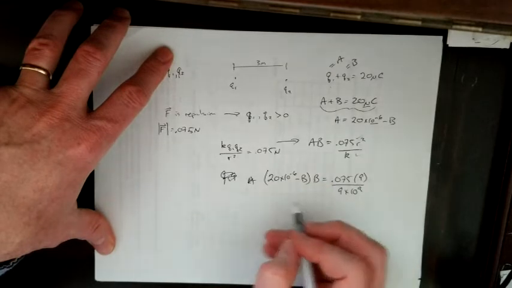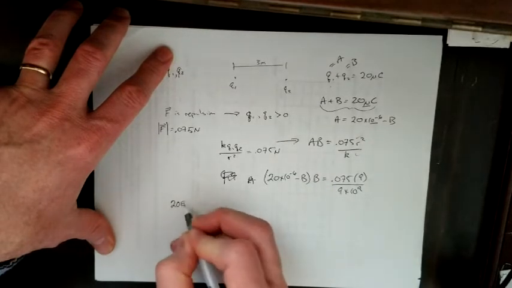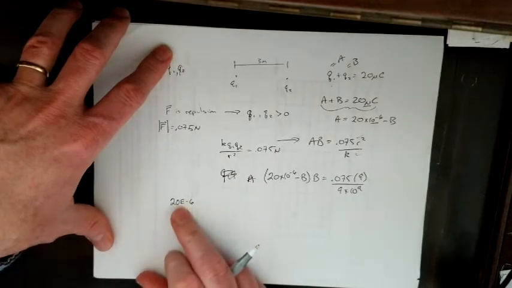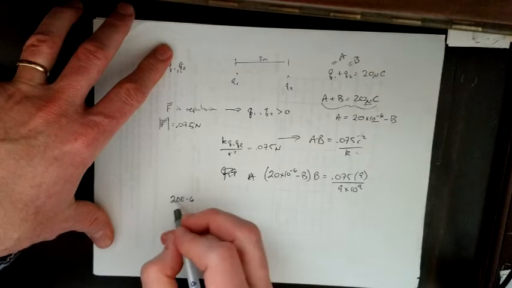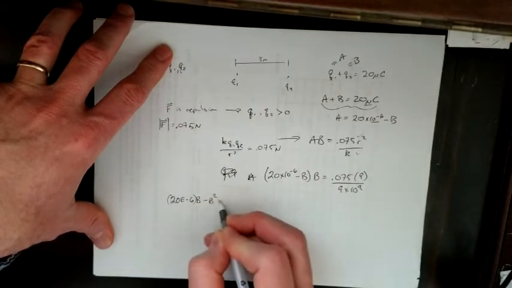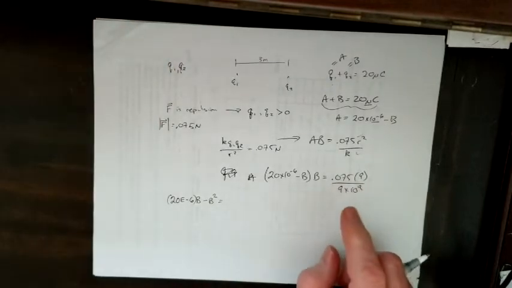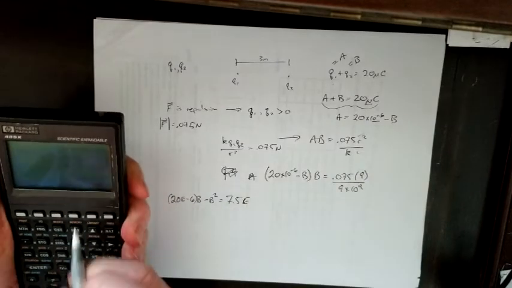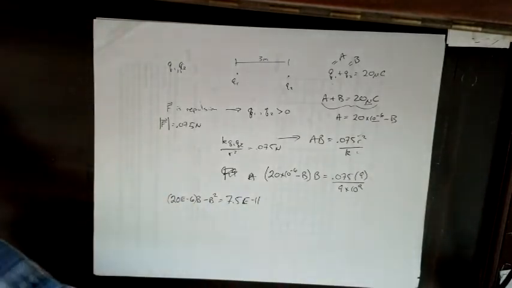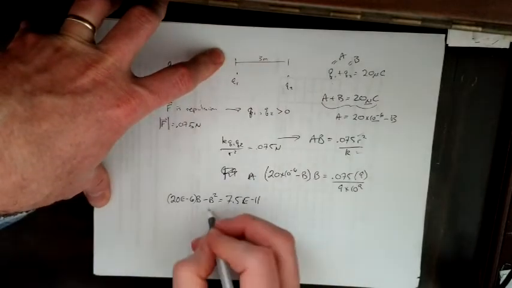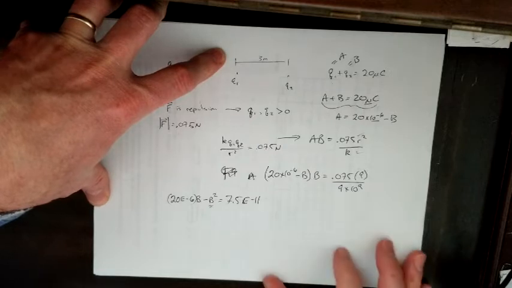Now distribute. So I have, I'm going to do the shorthand, 20 E negative 6, and this E from the calculators is the times 10 to the. B minus B squared is equal to that. And let's actually get a number here: 7.5 times 10 to the negative 11th. And notice that I have a quadratic term here, and so I'm going to be dealing with a quadratic equation.